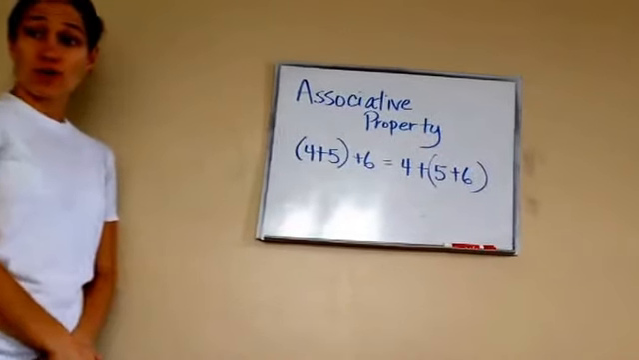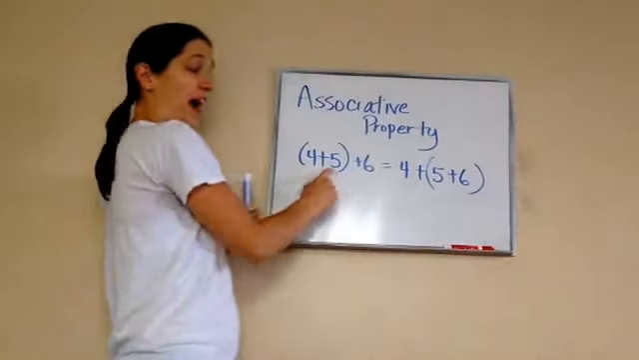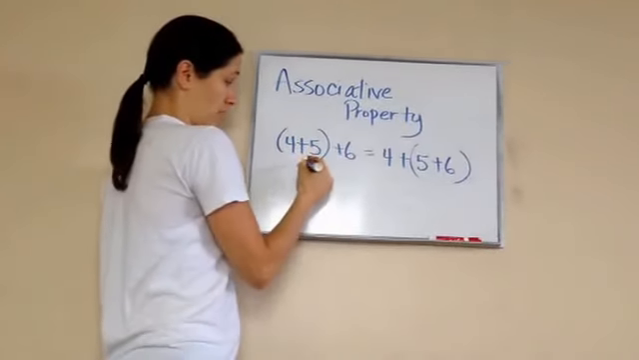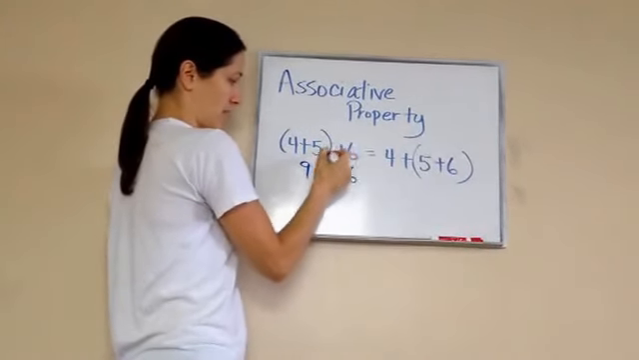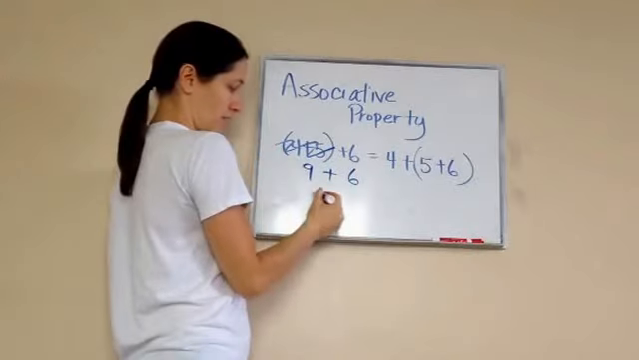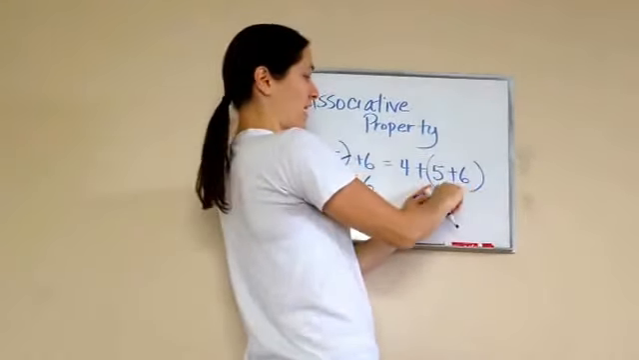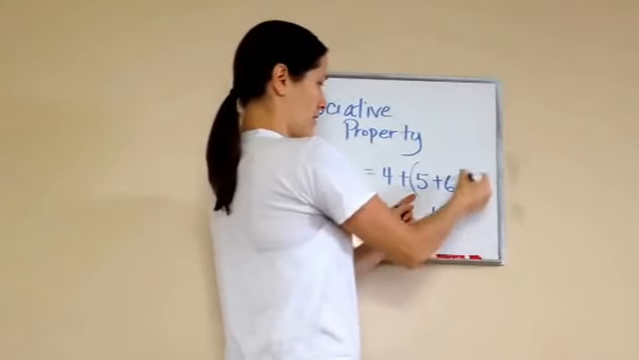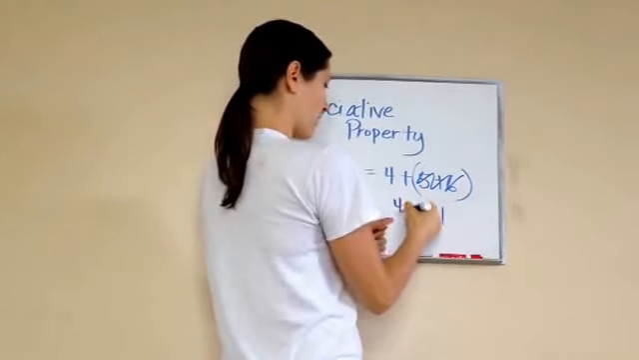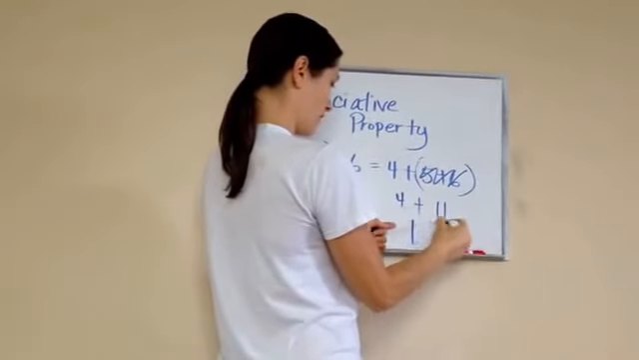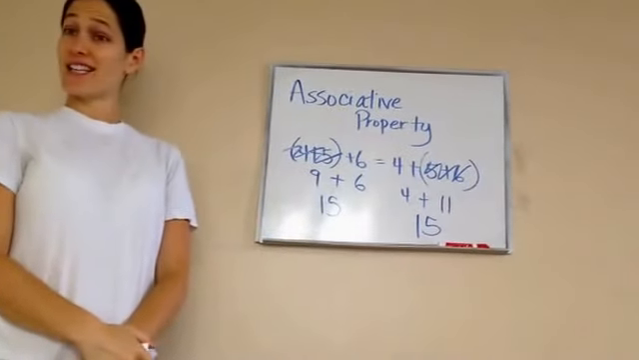Okay? So, watch this. 4 plus 5 is? 9. And 9 plus 6 is? 15. Very good. Let's go to this side. I'm going to do the parentheses first. 6 plus 5 is 11. And 11 plus 4 is? 15. Did I get the same answer?